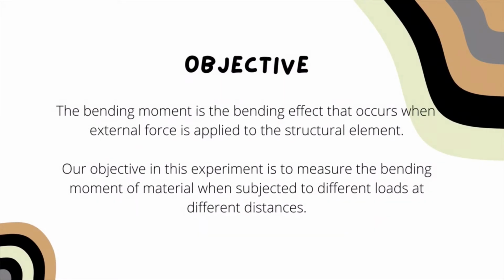The objective of the experiment. The bending moment is the bending effect that occurs when external force is applied to the structure element. Our objective is to measure the bending moment of material when subject to different load at different distance. So I will pass the presentation to the next presenter.